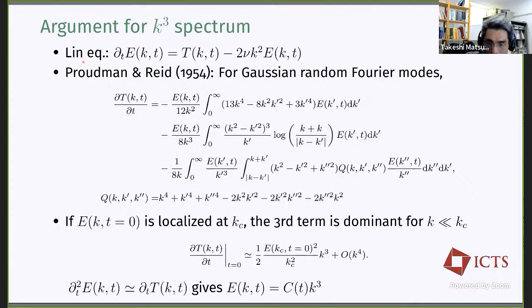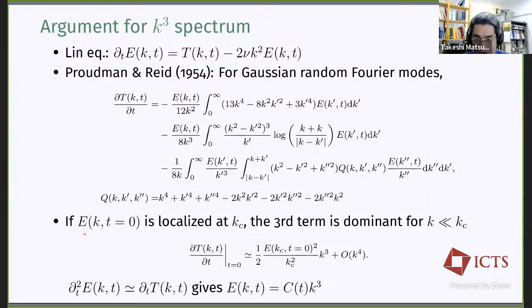So let me start with the so-called Lin equation. It's an equation for the energy spectrum. The time derivative of the energy spectrum is equal to the nonlinear energy transfer and the viscous term. Now we assume the evolution is the Newtonian Navier-Stokes equation. If we apply the Proudman-Reid closure, basically everything is a Gaussian random variable. So the odd order moments vanish, and the fourth order moment can be expressed in terms of the second order moment. Then the time derivative of the transfer function can be expressed with the energy spectrum times some geometric factors.